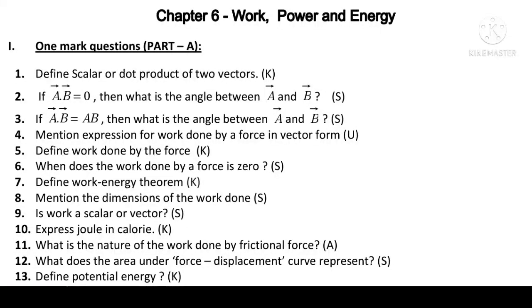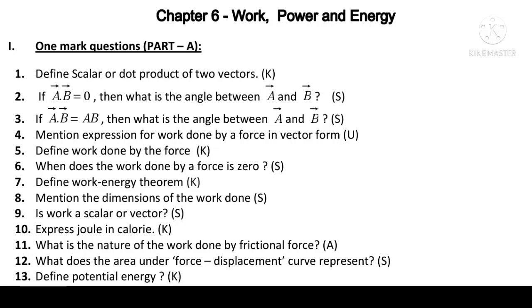Chapter 6: Work, Power and Energy. First question: define scalar or dot product of two vectors. The scalar product of two vectors A and B is defined as the product of the magnitudes of A and B multiplied by the cosine of the smaller angle between them.